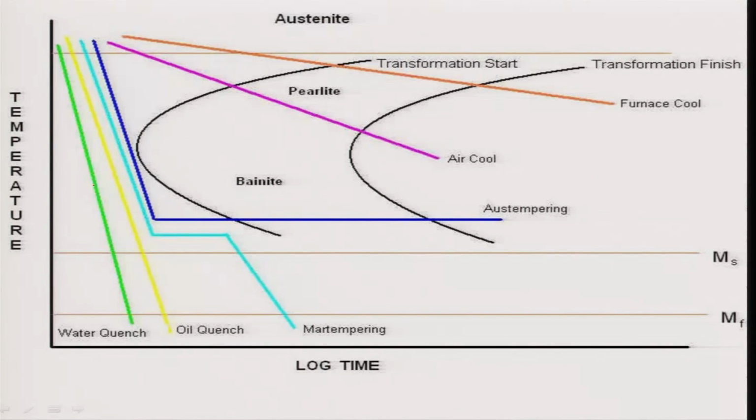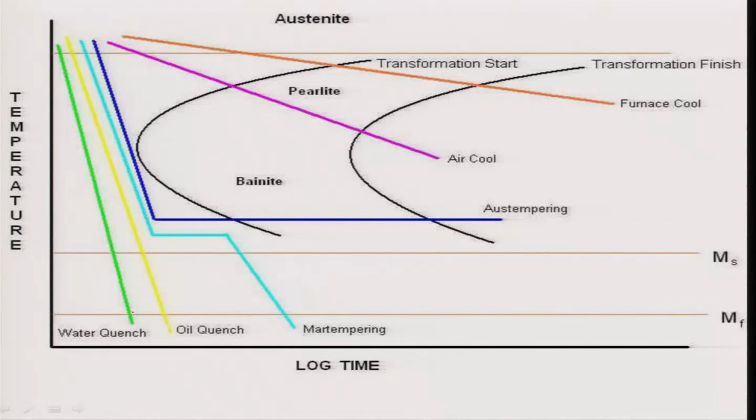Now, if you water quench, you bypass the nose of this curve, the TTT transformation curve, and you form martensite. But cooling is very fast in water quench, so you can slow it down by oil quench, depending on how the nose is situated. If the nose is very close to the vertical axis, then you have to go for water quenching. If it is not so, you can go for oil quenching.